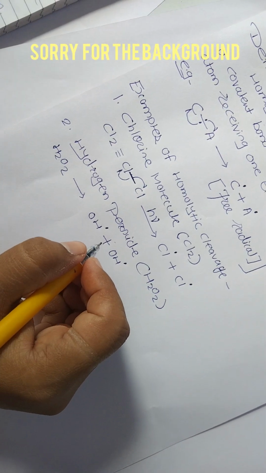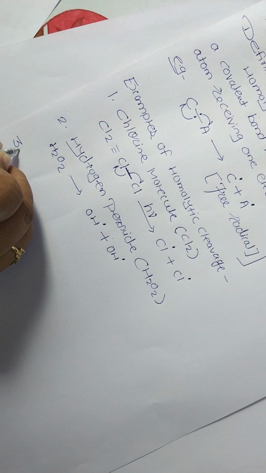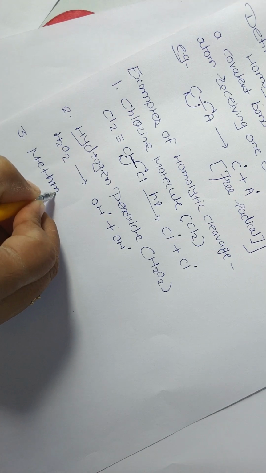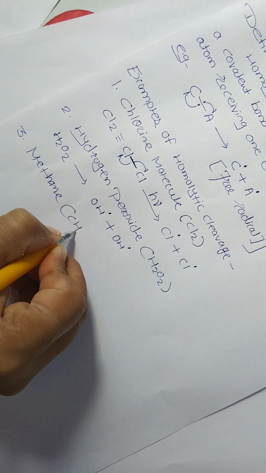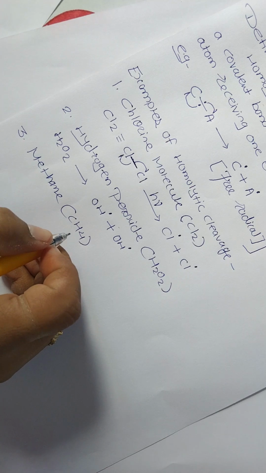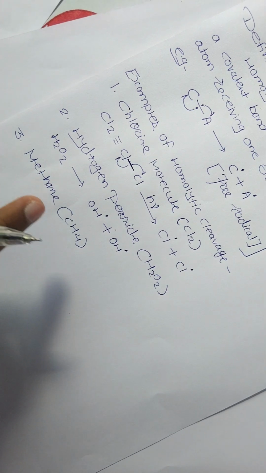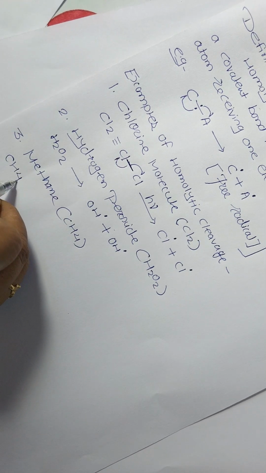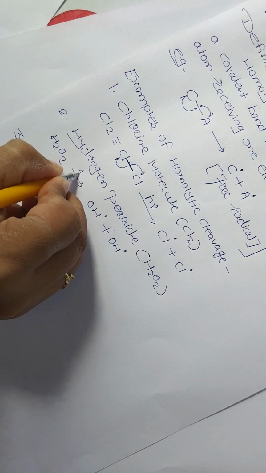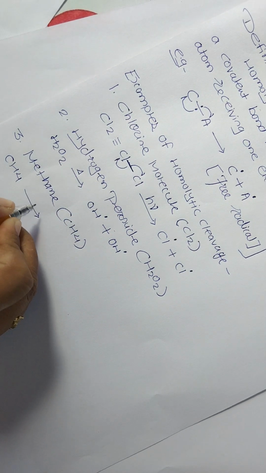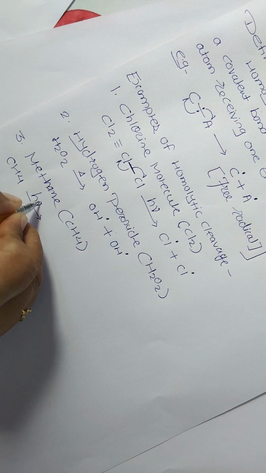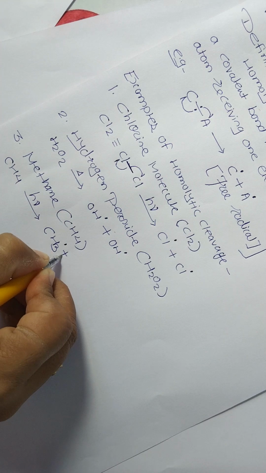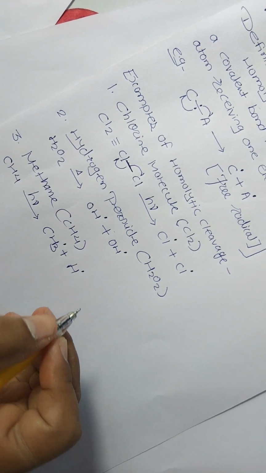Okay, then the third example is methane, that is CH4. So this is under the condition of high energy. Okay, so you can see CH4, here heat is there. Okay, CH4 under the condition of heat, we'll get the radical CH3 and the another one is H radical.